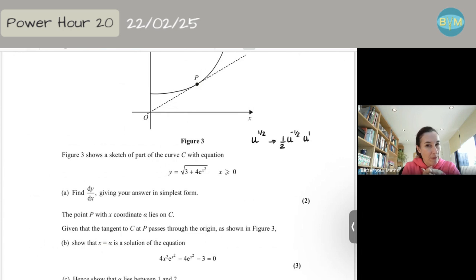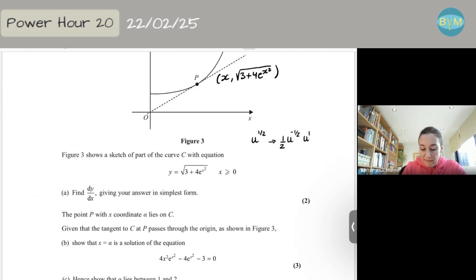There is probably more than one way of doing it. Just think what I know about this tangent. If I have the tangent, the coordinates of this point are going to be x and the y is going to be root of 3 plus 4e^(x squared). Those are the coordinates of that point, or alpha if you prefer to call it alpha.